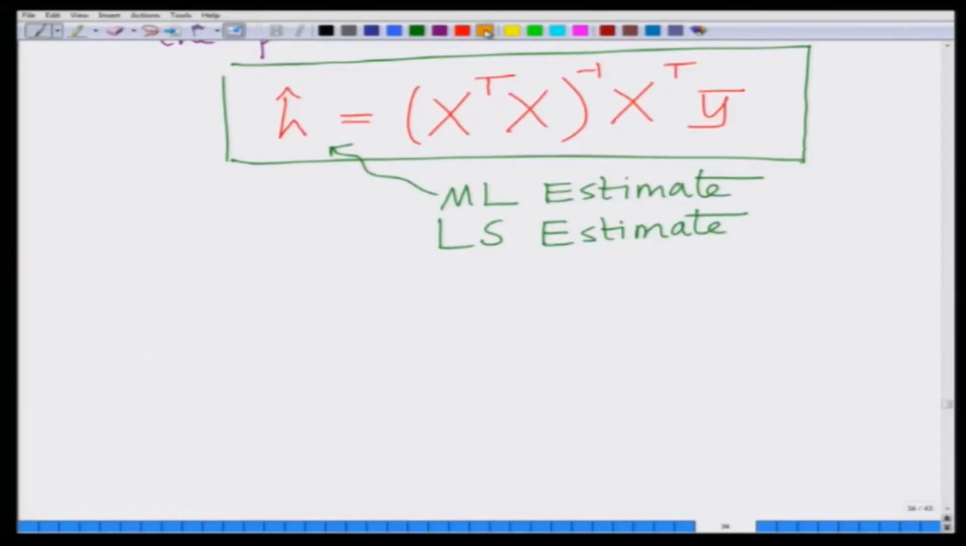Let us now look at another interesting property of this matrix over here. Let us look at another interesting property of this matrix, which is a function of x, that is x transpose x inverse x transpose. This matrix is termed as a pseudo inverse.